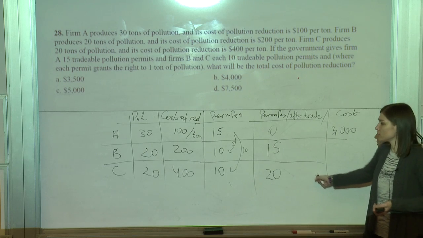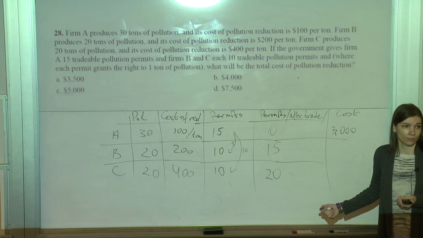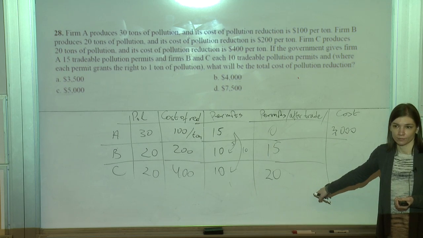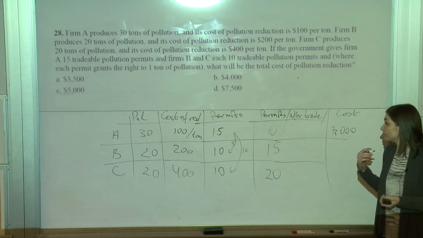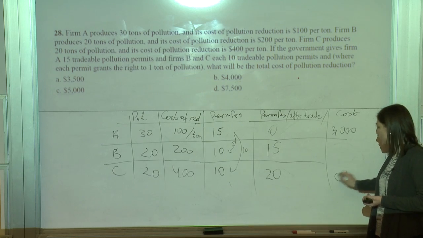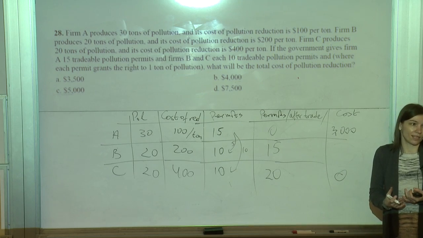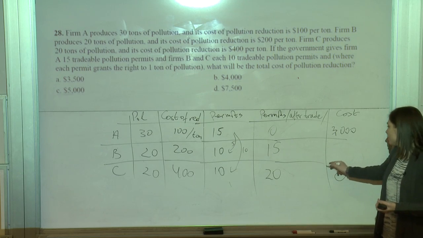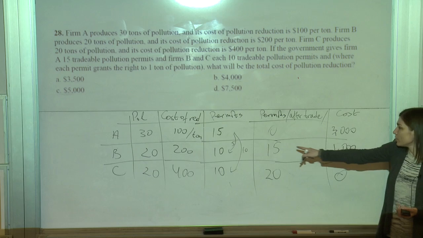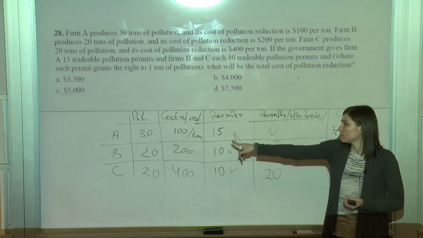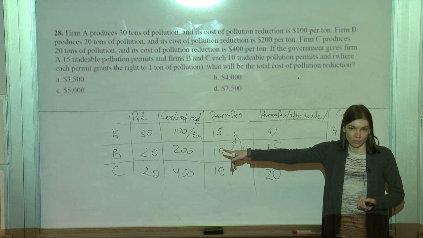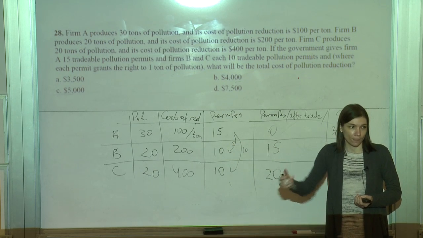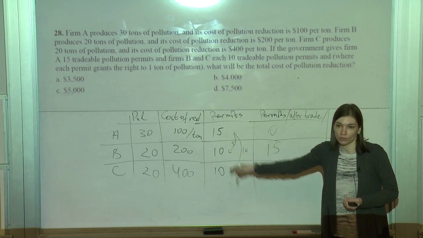The cost for C is going to be, for C, the cost of reduction, 0, because they're not reducing anything, right? They have all the permits that they need. And the cost for B, they have 15 permits. They produce 20, so they need to reduce 5. 5 times 200 each is 1,000.